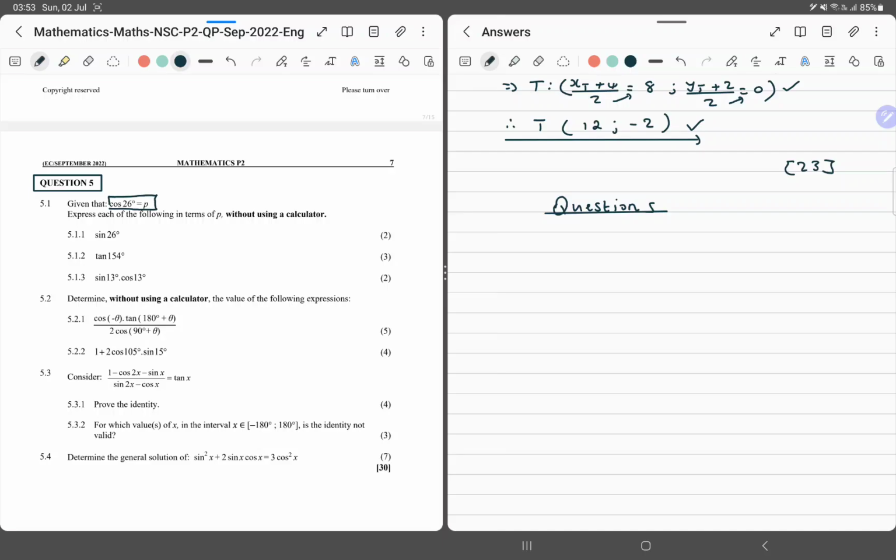So once you are given stuff like that, you've got to do it. So we've got 5.1. We're given that cos of 26 degrees is equal to p. So always show it as a ratio, right? And then this already tells you that you need to do a terminal arm diagram to sort yourself out. So this is x, that is y, that is the origin. And now 26 is an angle in the first quadrant. Okay, so this is going to be 90 degrees.